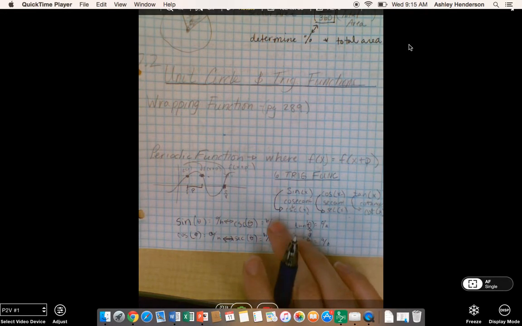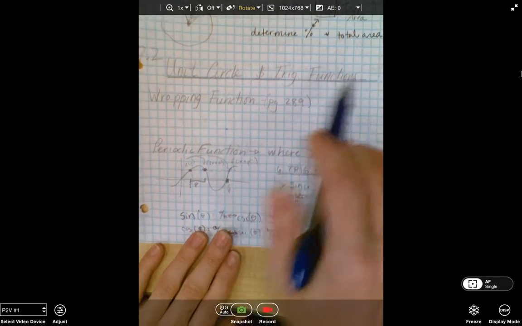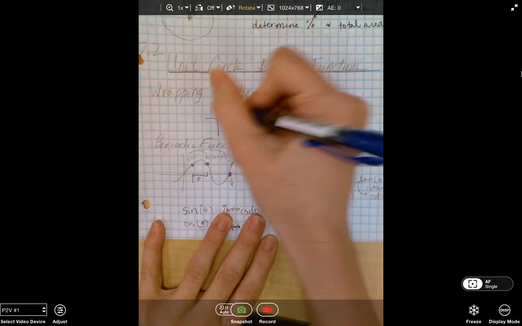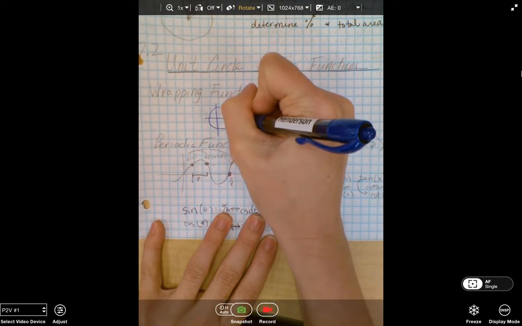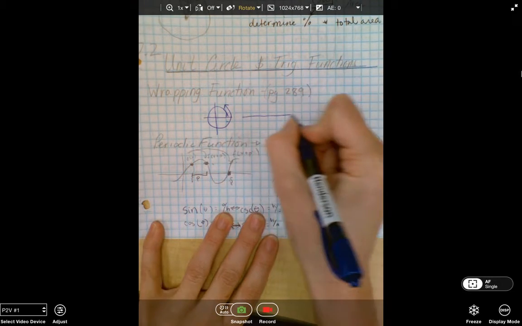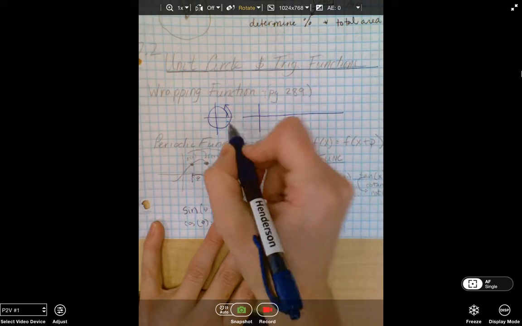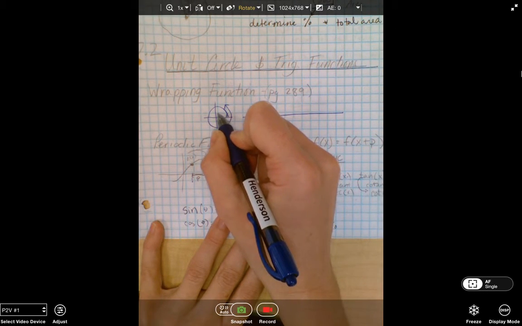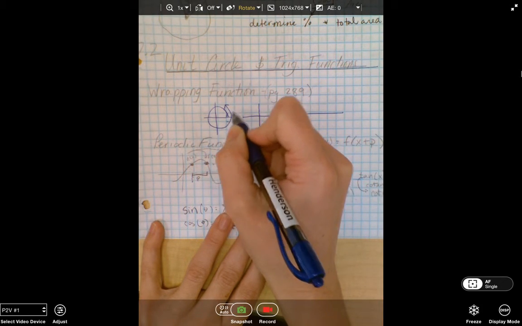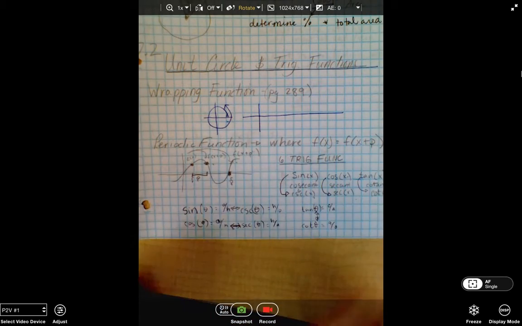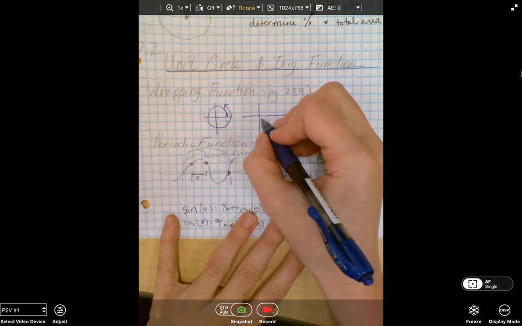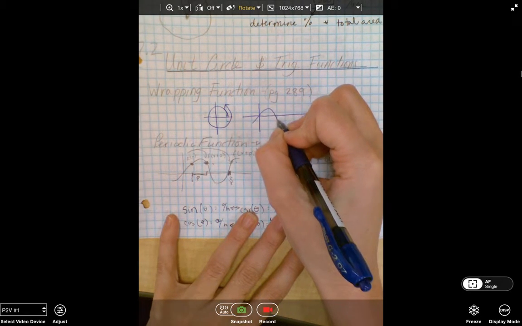So 7.2 is on the unit circle and trig functions. A wrapping function is a function that wraps, right? It goes around and around and around. And when you graph these, where the input is the degree, meaning the turn, and the output is the location, either vertically or horizontally, kind of depending on whether you're talking about sine, cosine, you're going to get that as some kind of periodic function.